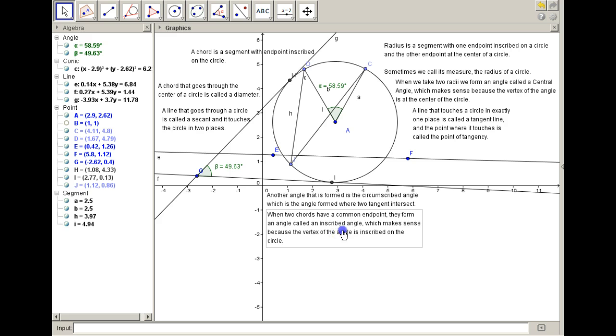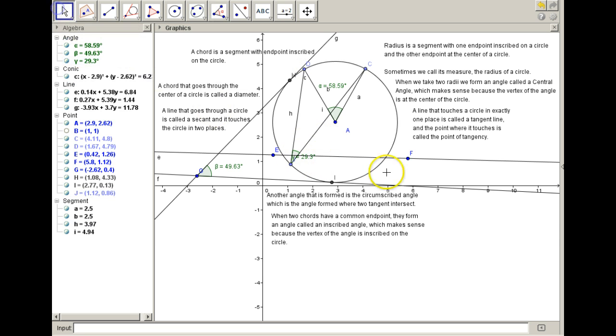Okay, that makes sense. Let's see what that looks like. We have angle CJD, which is an inscribed angle. It's inscribed here, and it is two chords. We have chord JC and JD, and they have a common endpoint, which is point J, and it is inscribed in the circle.